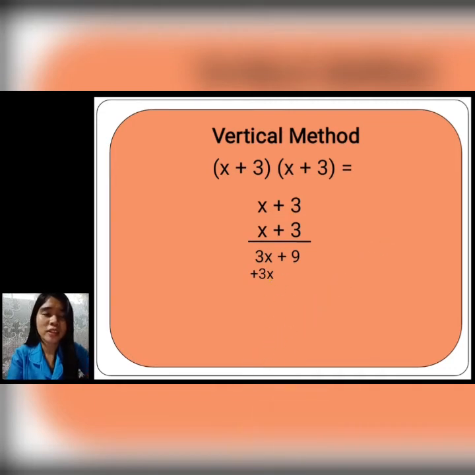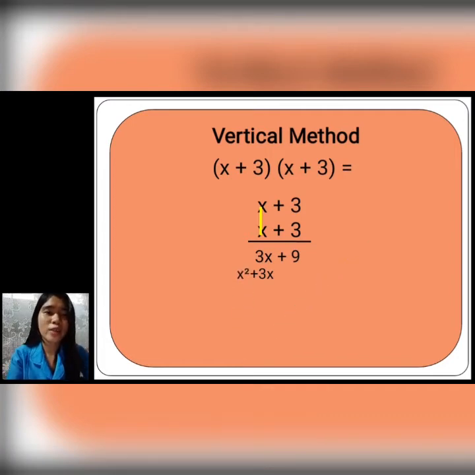Then, the last one is to multiply x times x. So, applying the rules of the product of powers, we will just copy the base and add the exponent. So, we have here the exponent as invisible 1. So, we have x squared.